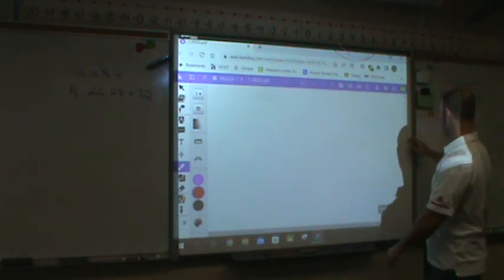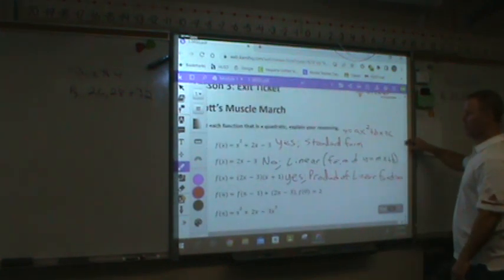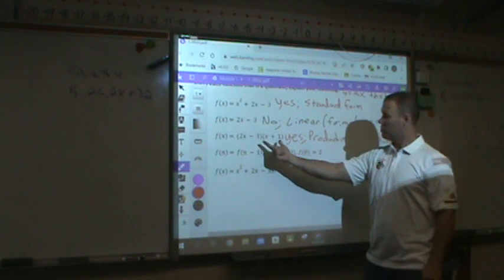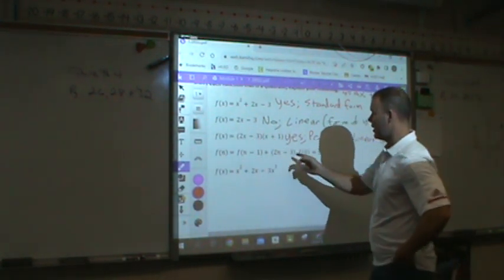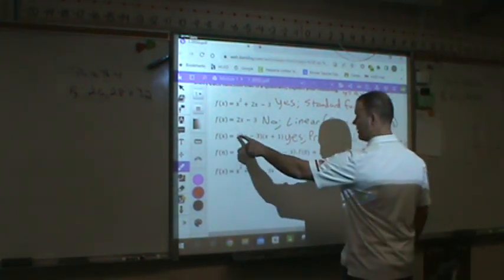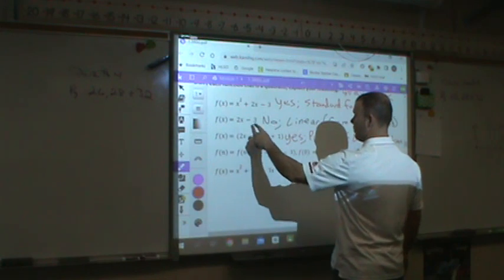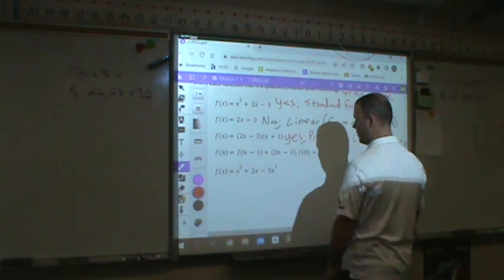Anytime you multiply two linear functions together, the product is a quadratic function. In fact, if we take something like this and multiply it, we end up with a trinomial.